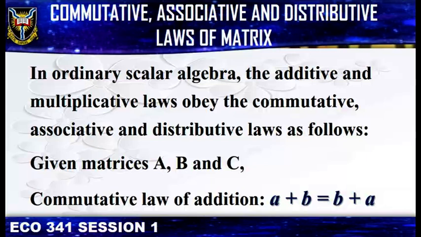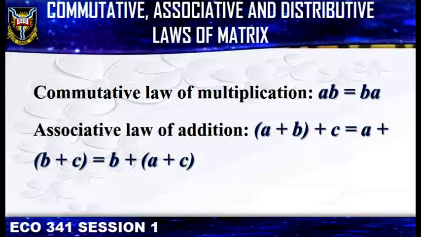Commutative, associative, and distributive laws of matrix. In ordinary scalar algebra, the additive and multiplicative laws obey the commutative, associative, and distributive laws as follows. Given matrices A, B, and C, commutative law of addition, A plus B is equal to B plus A. Commutative law of multiplication, AB is equal to BA.